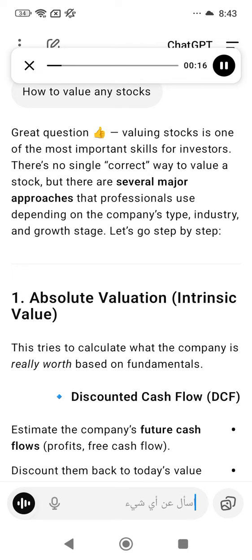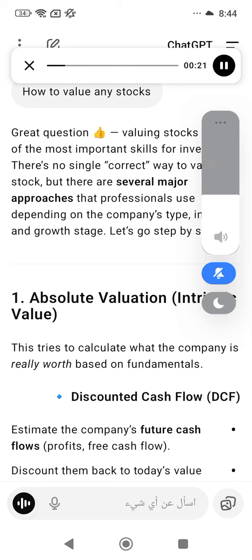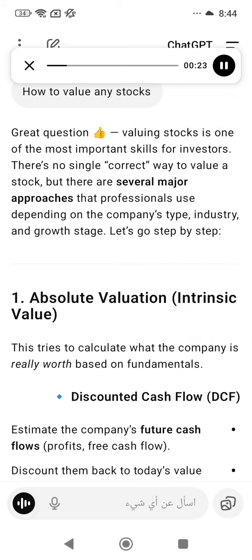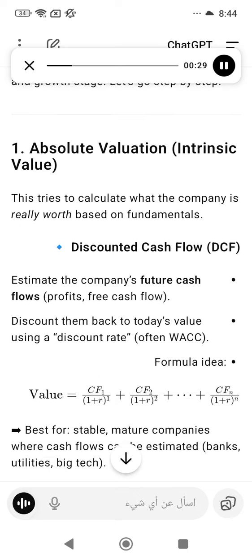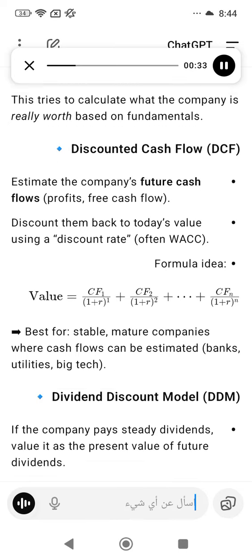Number one, absolute valuation, intrinsic value. This tries to calculate what the company is really worth based on fundamentals. Discounted cash flow, DCF: estimate the company's future cash flows, profits, free cash flow. Discount them back to today's value using a discount rate, often WACC.